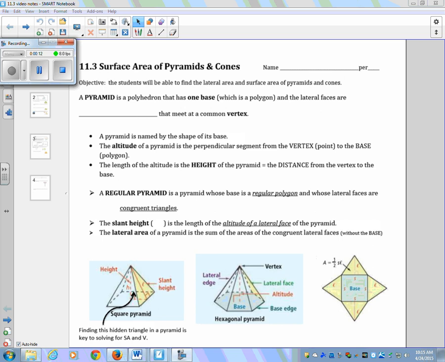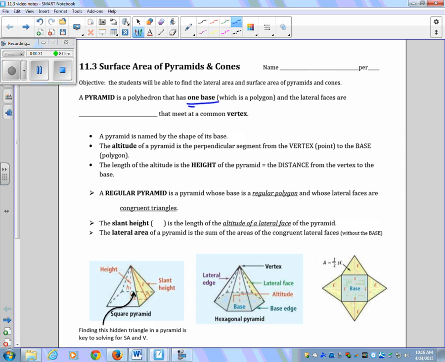Today we're going to be learning section 11.3, surface area of pyramids and cones. By the end of this lesson, you should be able to know the definition and be able to find the lateral area and the surface area of pyramids and cones using the formulas and all of the parts of the formulas.